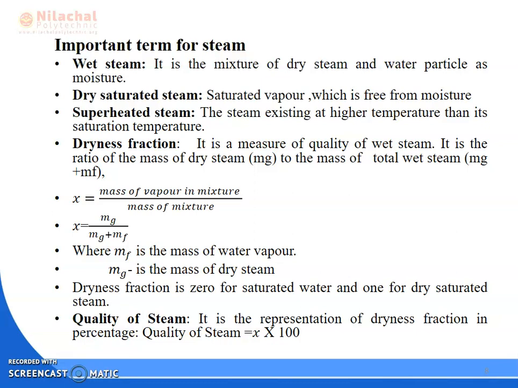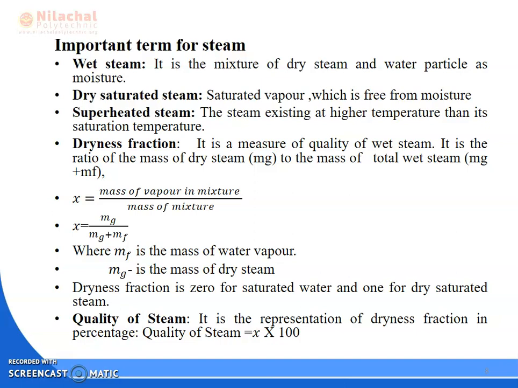Next, what is dryness fraction? Dryness fraction is basically known as the quality of steam. What is the quality of steam? It is applicable only for wet steam. So we want to know the quality of wet steam. That means the amount of water vapor present in the wet steam is known as the dryness fraction.